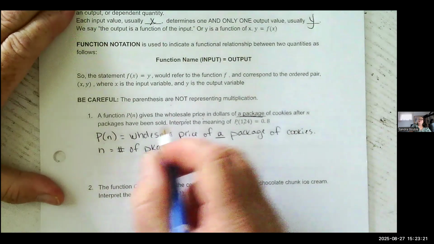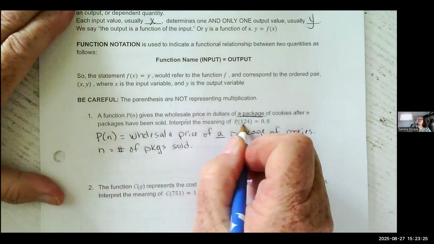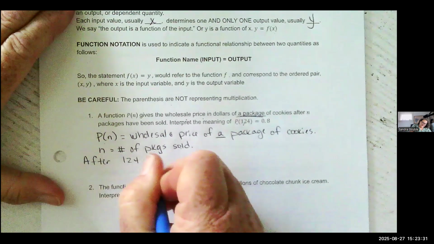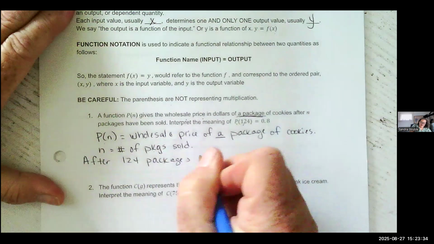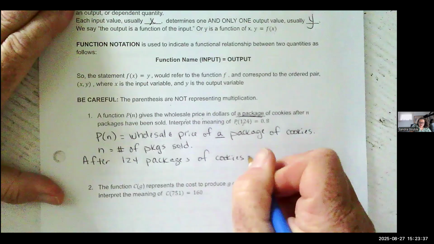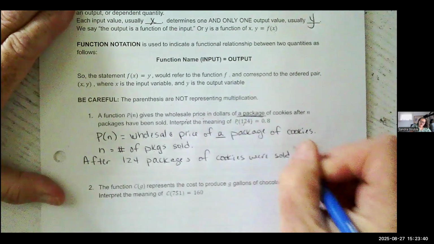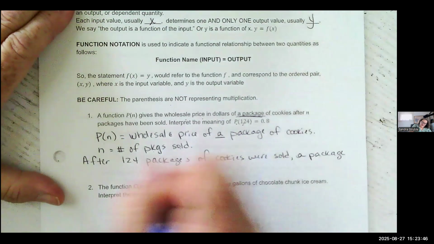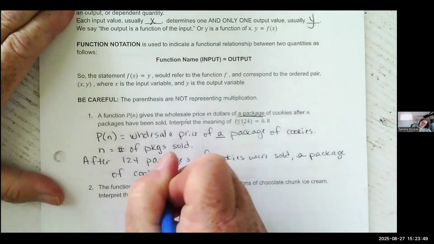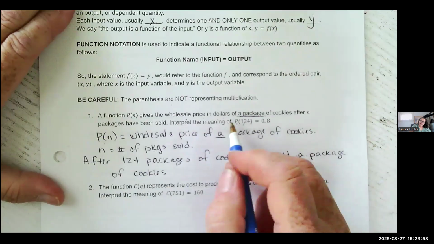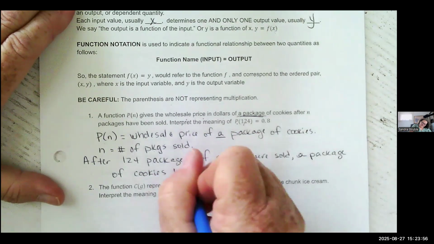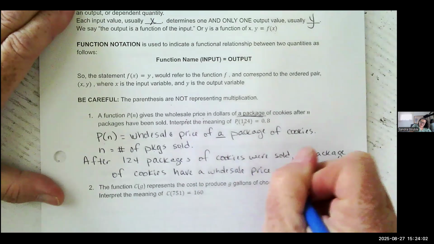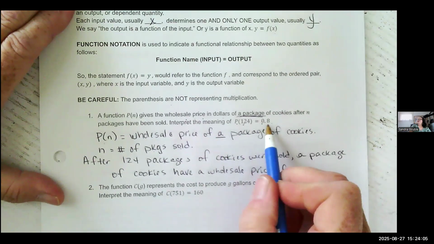So if we have P of 124, 124 took the place of N, and N is the number of packages sold. So what we can say is after 124 packages of cookies were sold, each package of cookies has a wholesale price of, and we've got 0.8. So this is money.